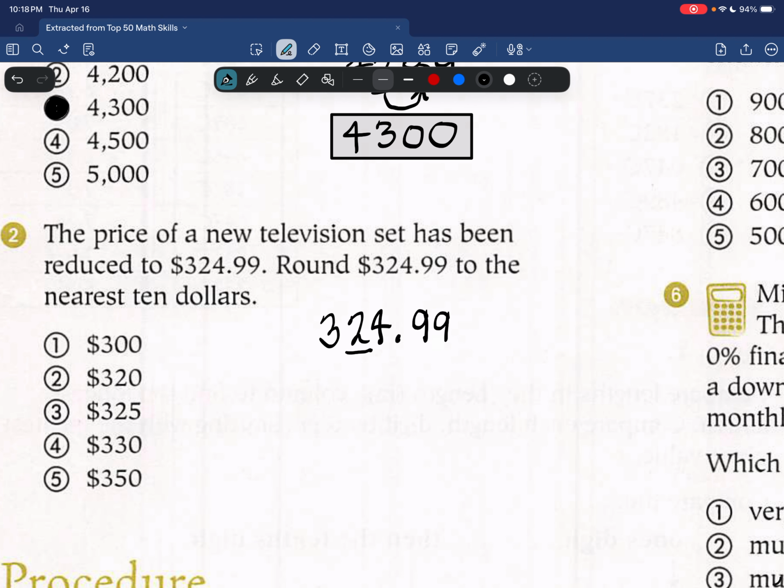We want the 10 place. So I underline the 2. I look at the neighbor. The neighbor says stay, so the 2 stays the same. $320. Remember, the numbers that are after the underlined place get rounded off. So I like option 2 on this one, $320.